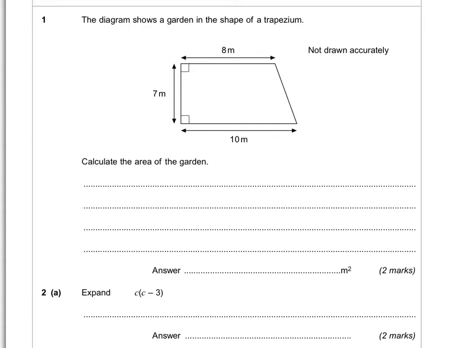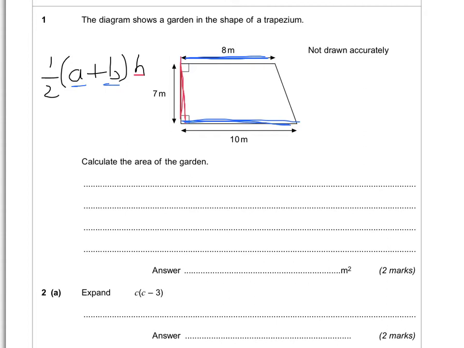Now if you look back at your formula page, you should see a formula, and the formula should be half of a plus b times h. So the question really is, do you know what a, b and h are? So h is the perpendicular distance, which is this distance here, between the two parallel sides. So the parallel sides are these two here, and we know they're parallel because of the right angles there. So that's what a and b are.